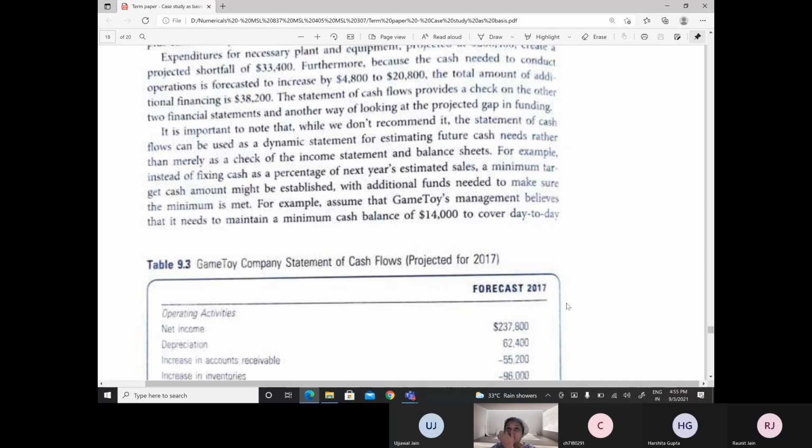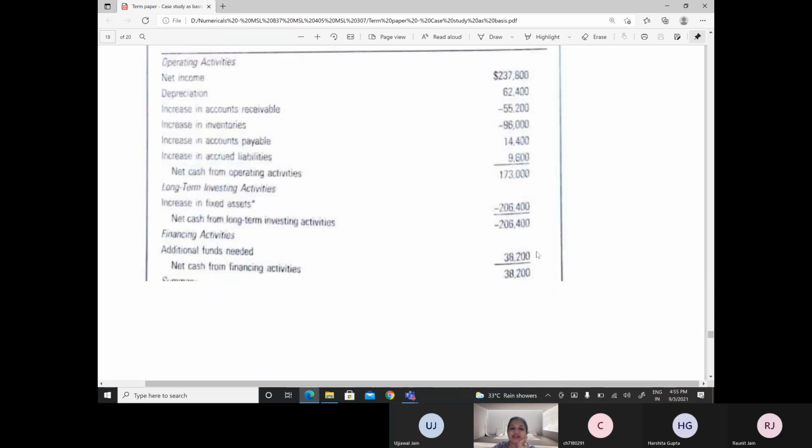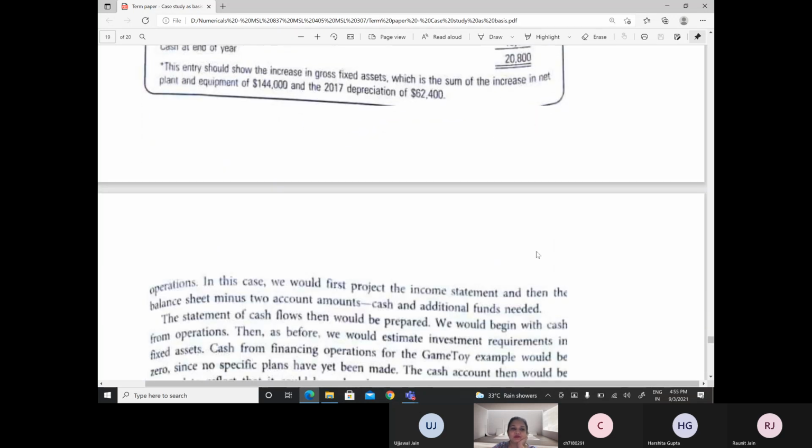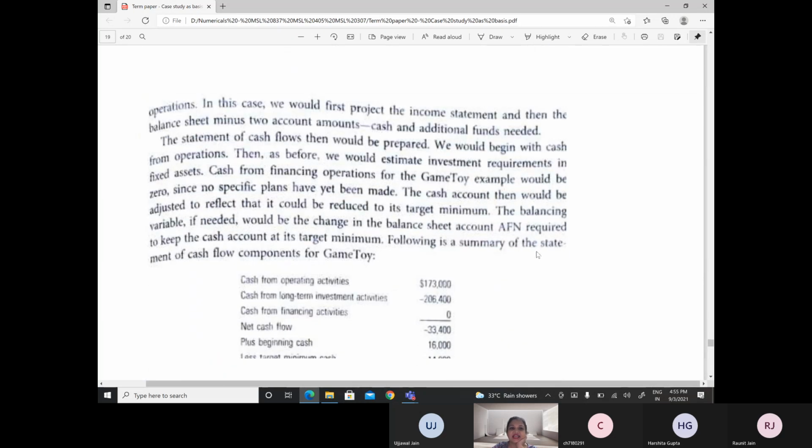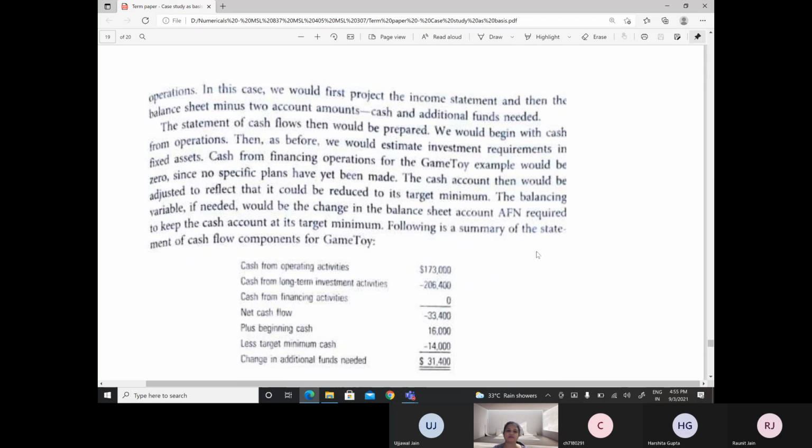I would advise against this because it becomes very confusing to manage. For example, assume that Game Toys management believes that it needs to maintain a minimum cash balance of $14,000 to cover day-to-day operations. In this case, we would first project the income statement and then the balance sheet minus the two account amounts, that is cash and additional funds needed.